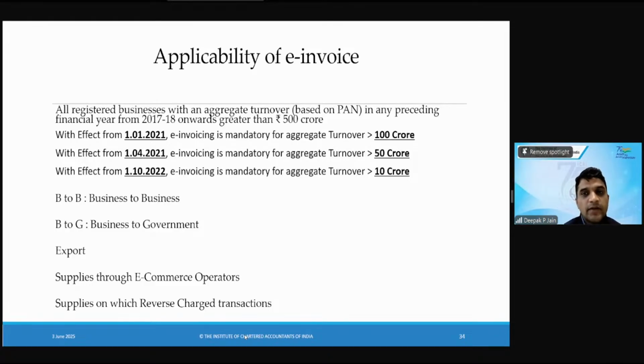How does the GST department get to know? So while filing our returns, from that they will get to know the turnover limit.